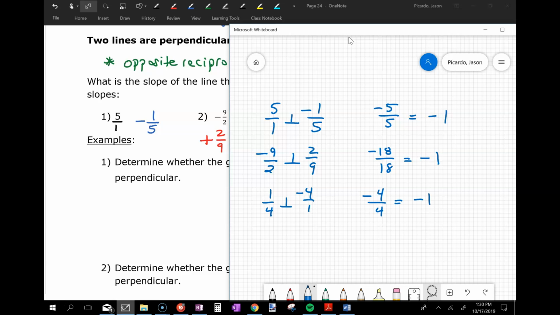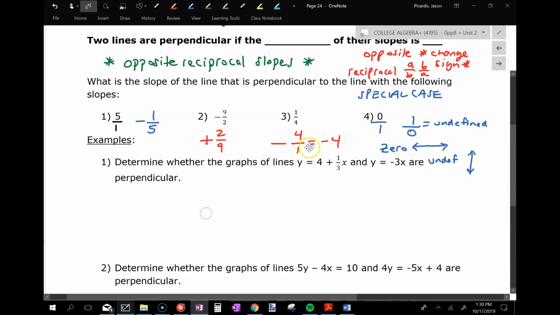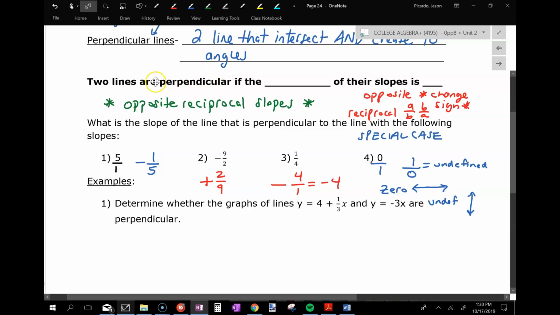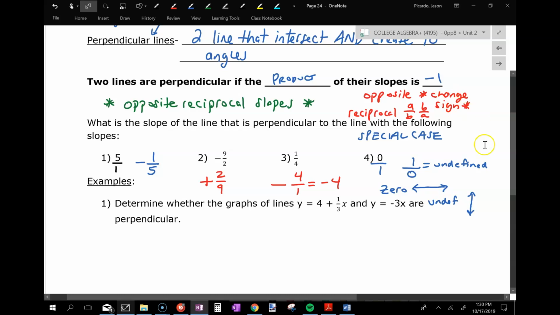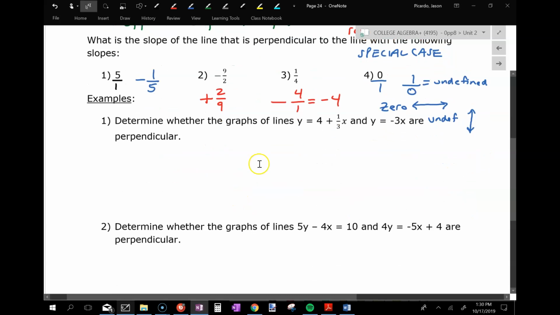So if you want to ever see if you did it right, multiply the slopes together, and you'll always get negative 1, with the exception of the special case. Exactly, right? So two lines are perpendicular if the product of their slopes is negative 1. And that's your check, right? That's how you know you've done it right. When you multiply them together, yes. All right.